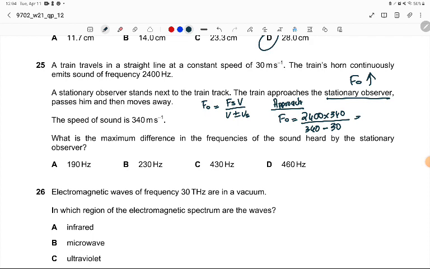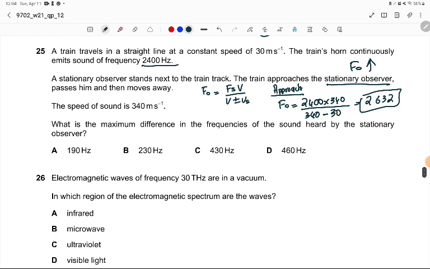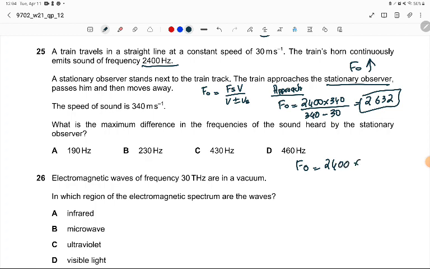So that should give me a value of 2632. That is, it has actually increased by a certain amount from this value. So let's just find what F observed is when the source is crossing and moving away. So 2400 multiplied by 340, and that should be 340 plus 30.